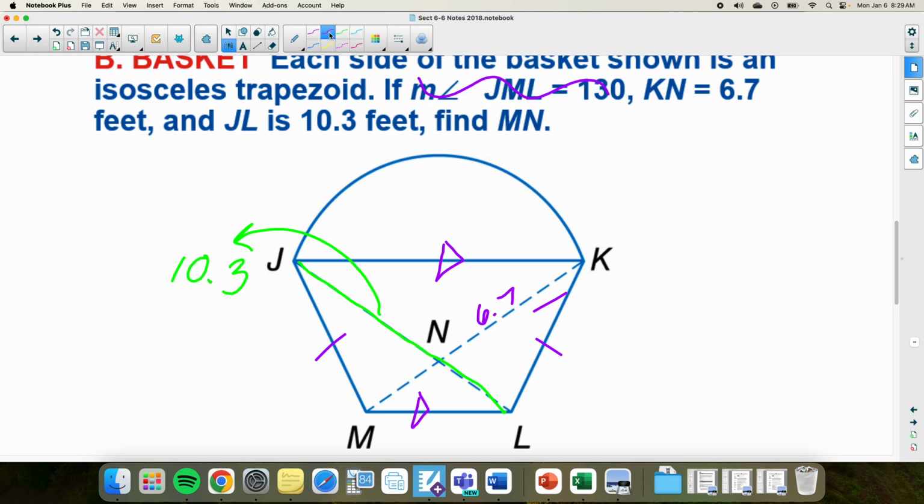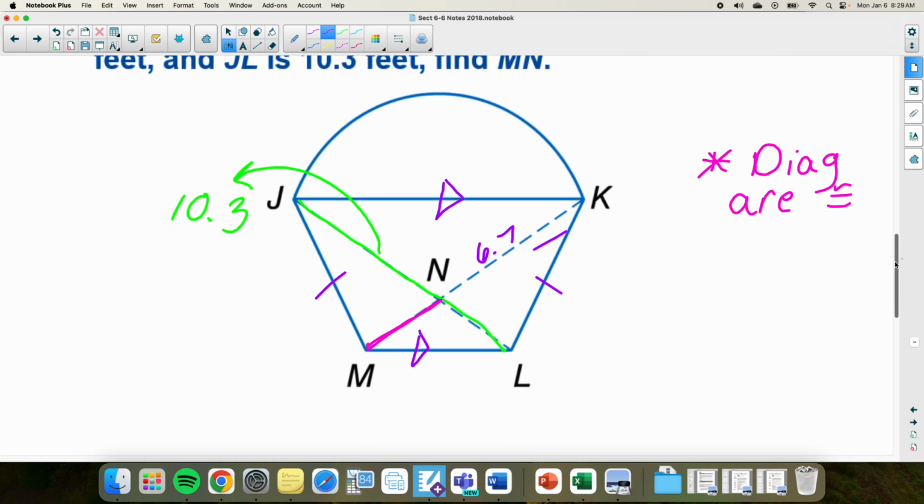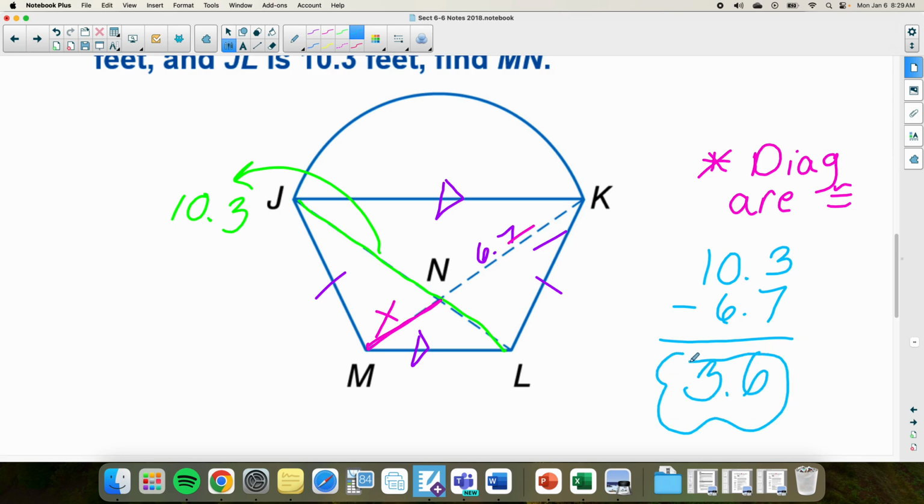And what they're asking us for is MN right here. Okay? So in an isosceles trapezoid, diagonals are congruent. So what that means there, if the whole green one is 10.3, then this has to be 10.3. So do you get that I would just go 10.3 minus 6.7, which would be 3.6. Okay?